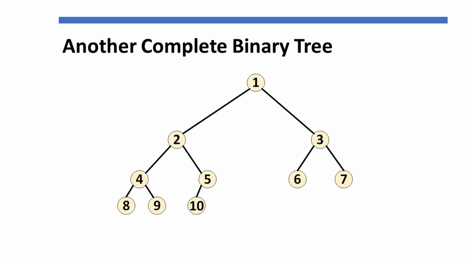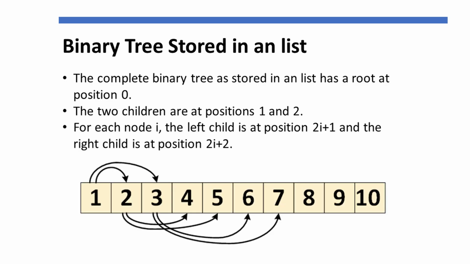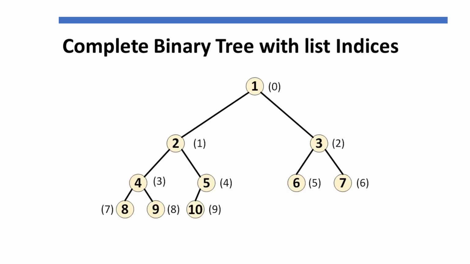Next, let's examine how a complete binary tree is stored in a list. The root is at position 0. The 2 children of the root are at positions 1 and 2. For each node I, the left child is at position 2 times I plus 1, and the right child is at position 2 times I plus 2. Let's examine the complete binary tree with the indices.